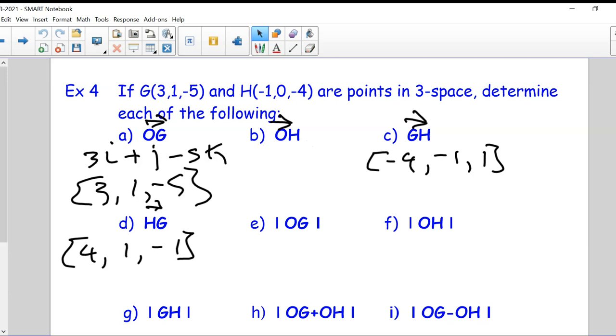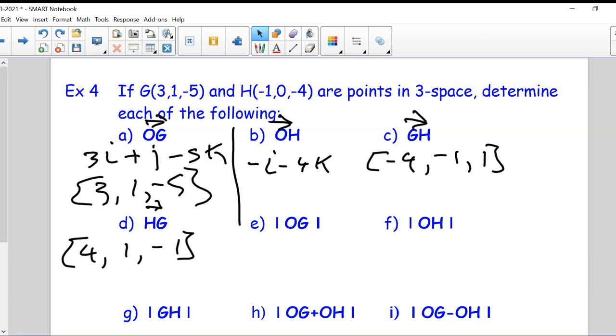Okay, so this vector, the OH vector, is going to be minus 1i. In fact, just minus i. I'll just write it. That's not an i, that's a j. So minus i, and then minus 4j, minus 4k rather.